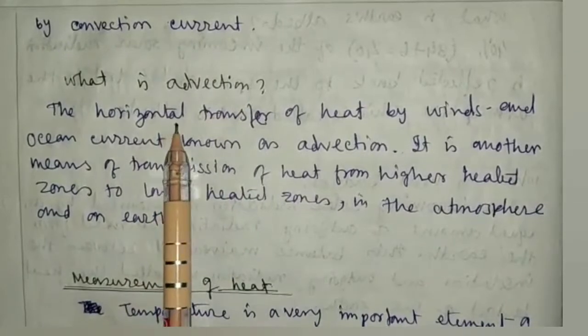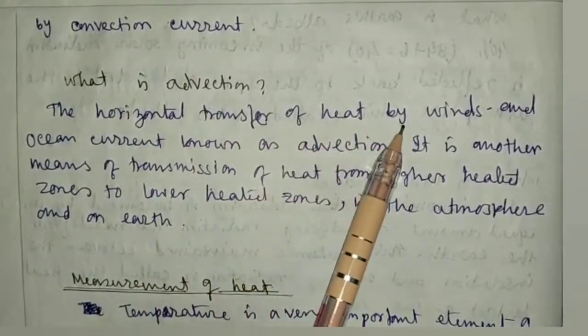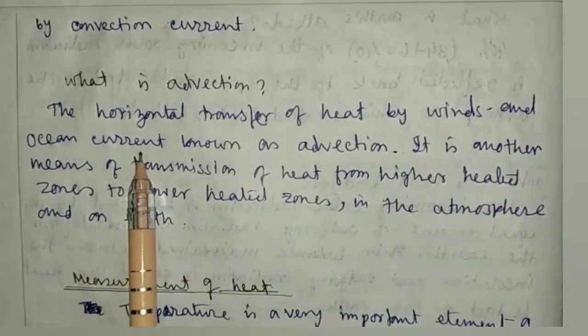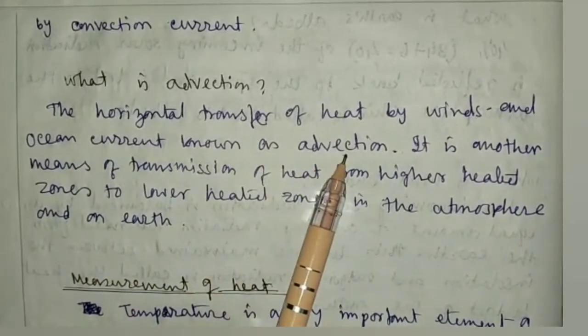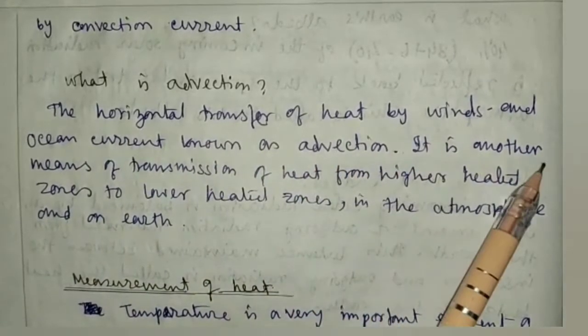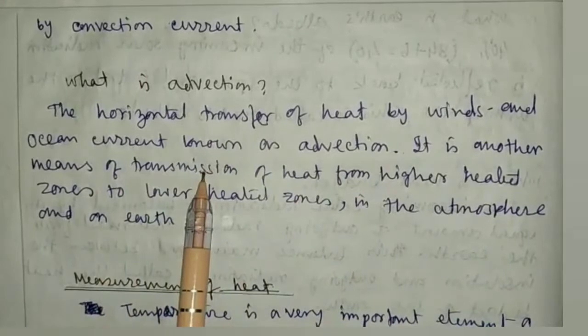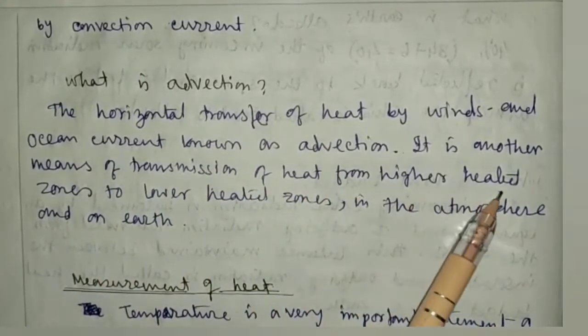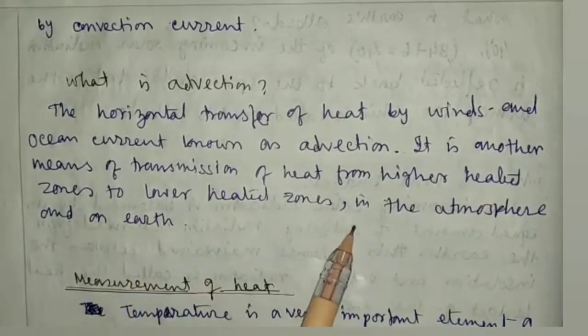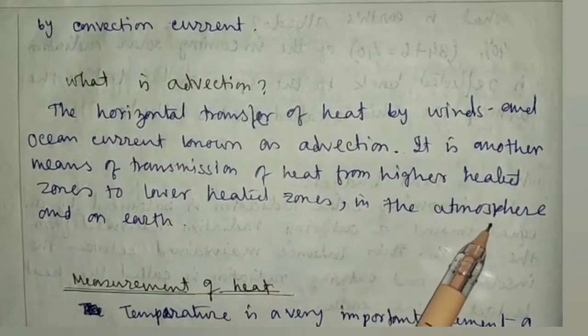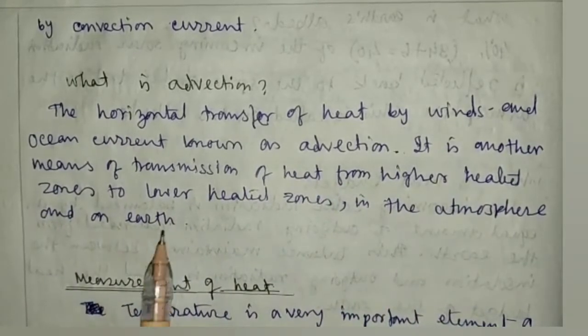What is advection? The horizontal transfer of heat by winds and ocean currents is known as advection. It is another means of transmission of heat from a higher heated zone to a lower heated zone in the atmosphere and on the earth.